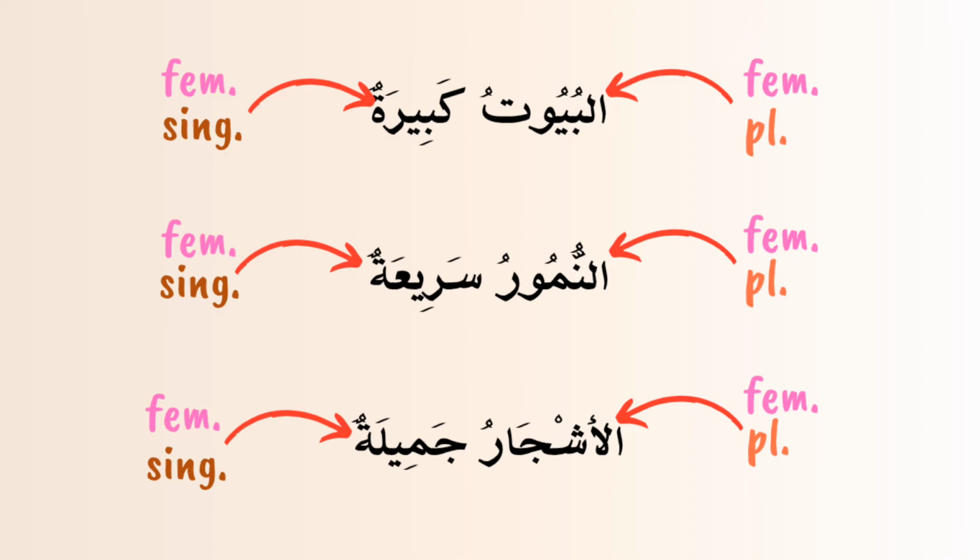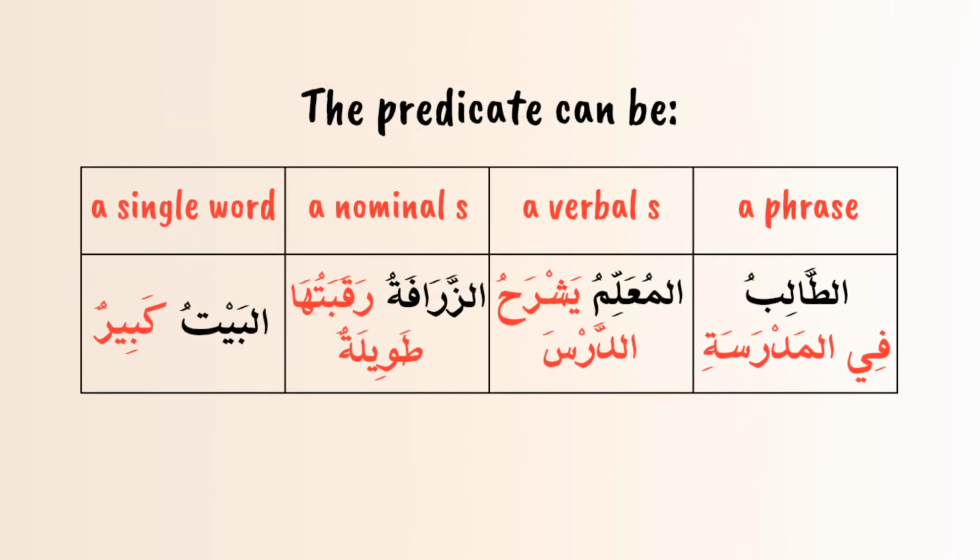Alright, in previous examples, we've seen the predicate as a single word, but it can also be a nominal sentence, like الزرافة رقبتها طويلة. The giraffe has a long neck. الزرافة is our subject and رقبتها طويلة is our predicate, since it is telling us that the giraffe has a long neck. The predicate is a nominal sentence because it starts with the noun رقبتها.